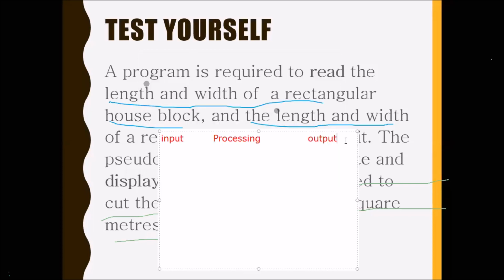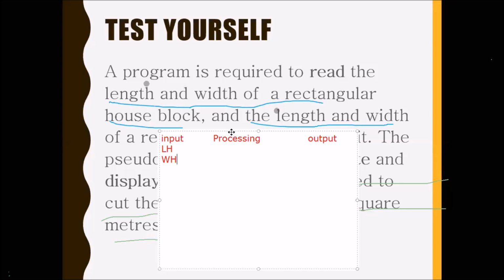So let's look now. Under input, we need from the user the length. No, notice this is not one thing, it's actually two things. We need the length of the house and the width of the house. So I'm going to have LH and WH, width of the house. Hold on there. Length and width of the rectangular house block.